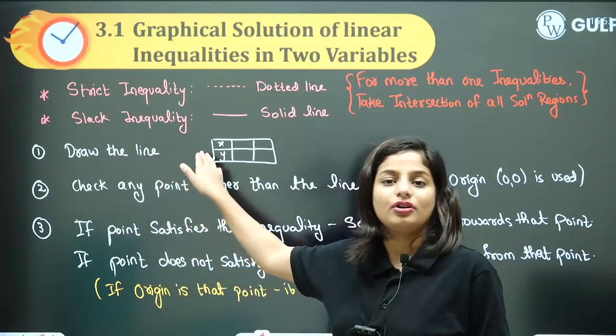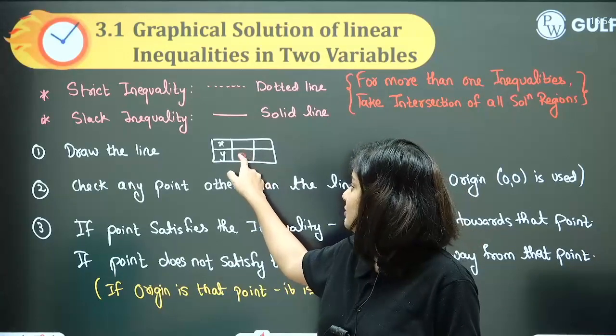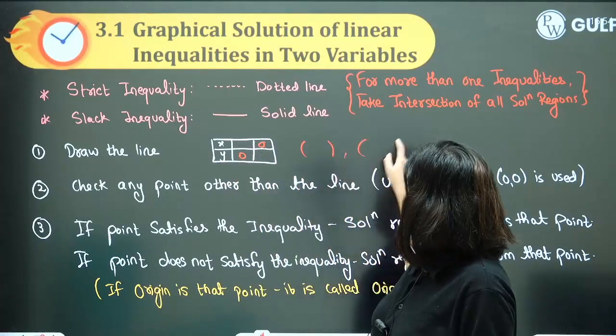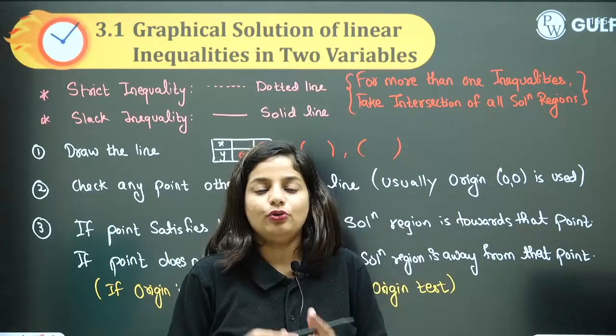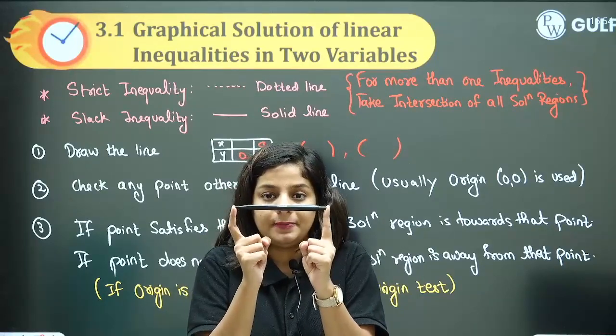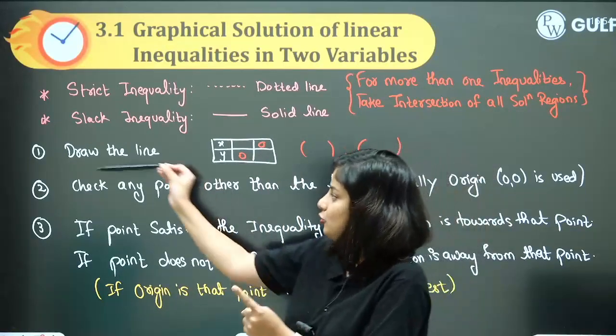First thing is to draw the line. And how do you draw the line? With the help of this table. You put first y equal to 0, find the x coordinate, then put x equal to 0, find the y coordinate, and that will give you 2 points. These 2 points are sufficient to draw a line. In order to draw a unique line, just 2 points are sufficient, isn't it? I'll show you how to find the 2 points in the solution also. But first step, draw the line.